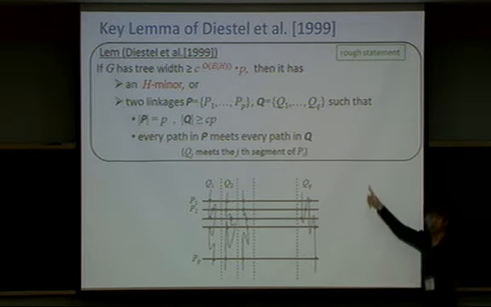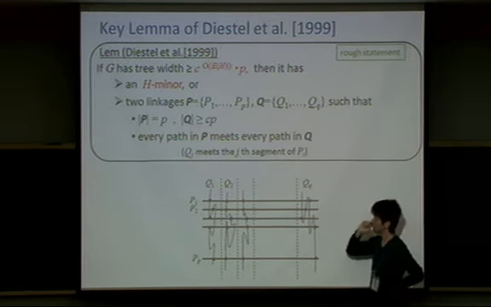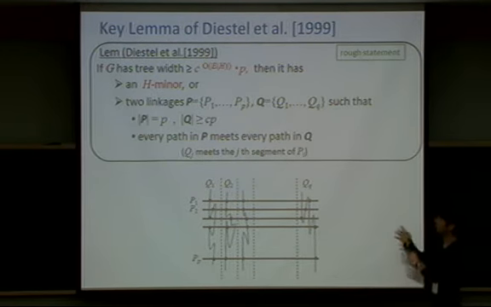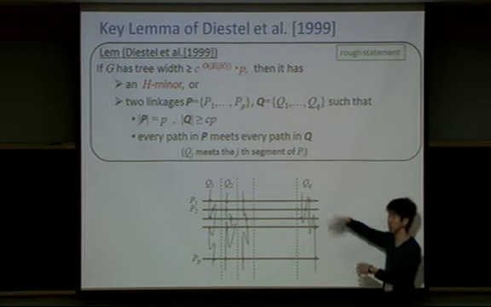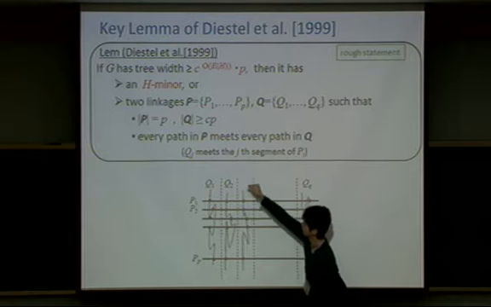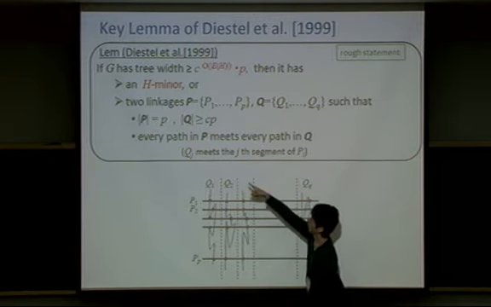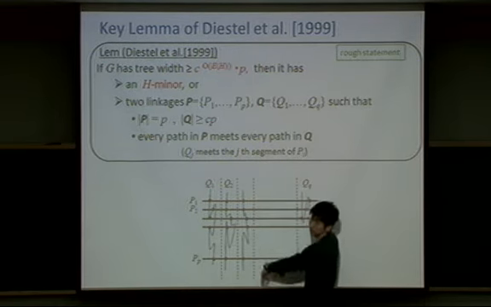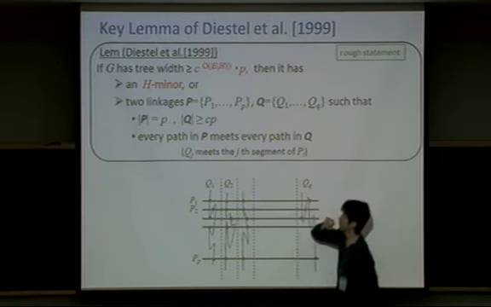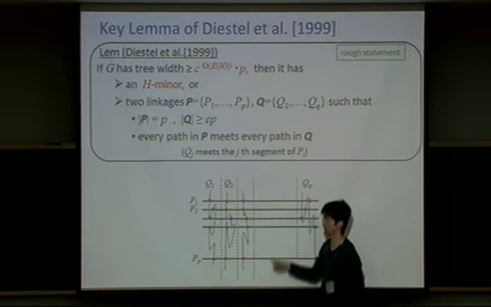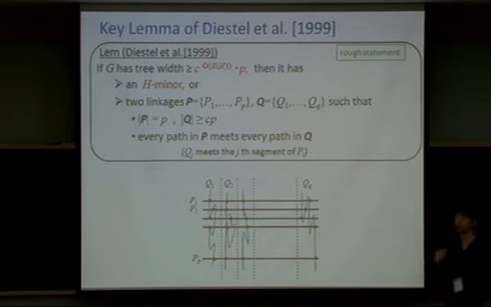And the second condition says that every horizontal path meets every vertical path in Q. And more precisely, they show that each horizontal path can be divided into q segments, such that the j-th vertical path is contained in the j-th segment, and this path meets the j-th segment of each horizontal path. So this is the key lemma.